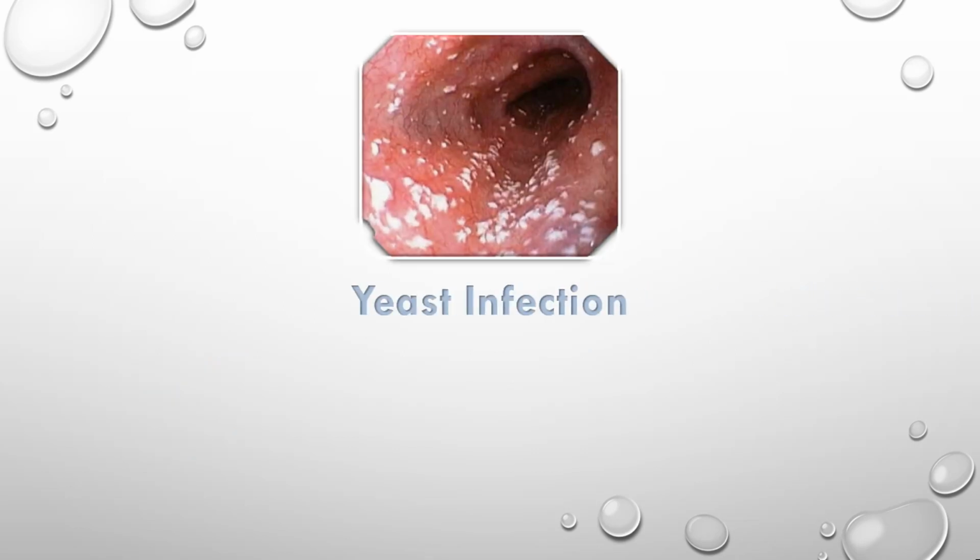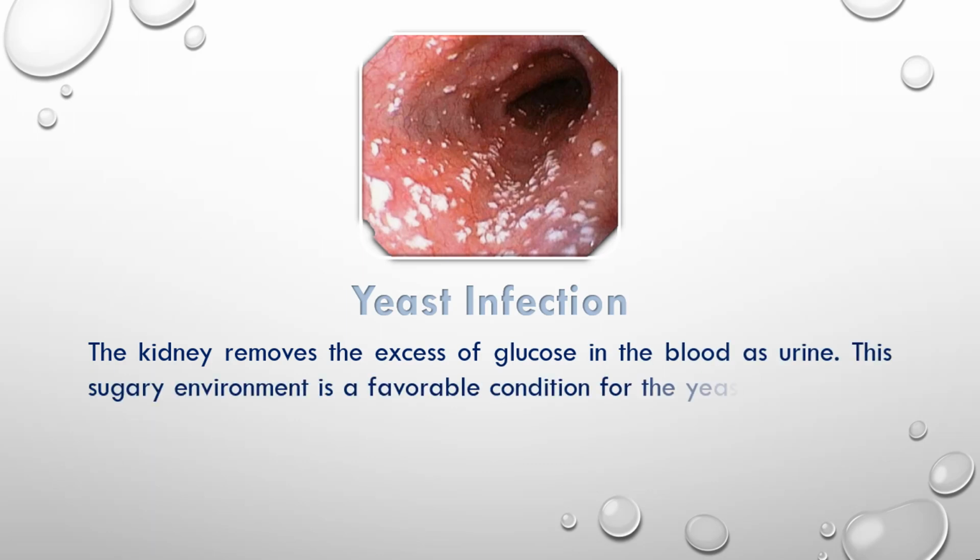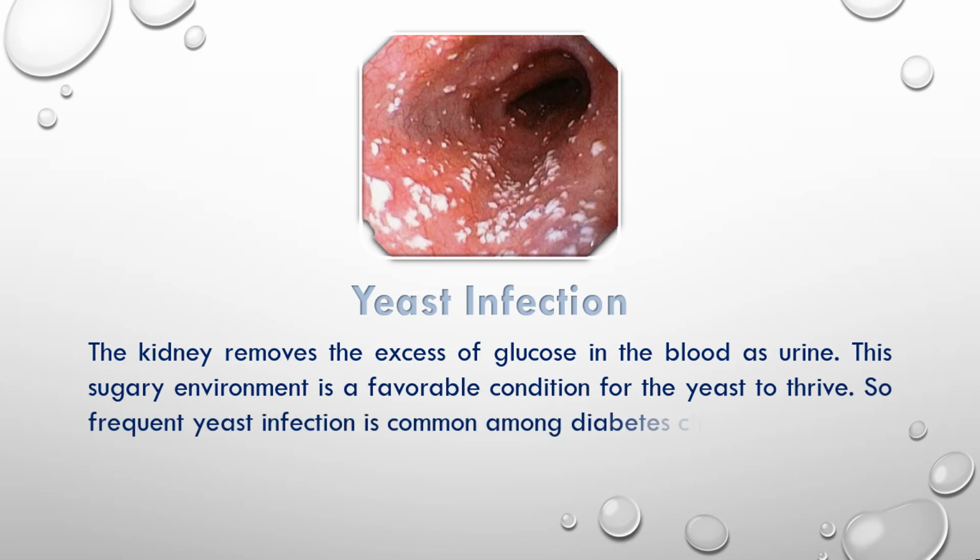3. Yeast infection. The kidney removes the excess of glucose in the blood as urine. This sugary environment is a favorable condition for the yeast to thrive. So, frequent yeast infection is common among diabetic children.